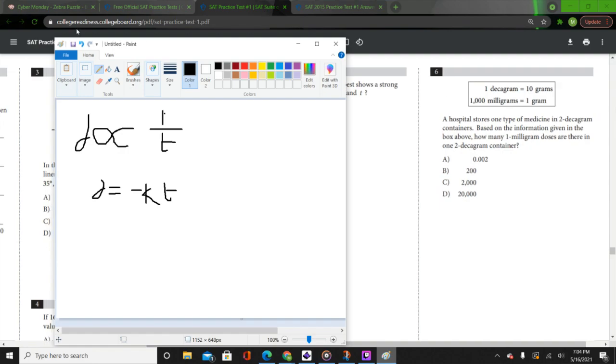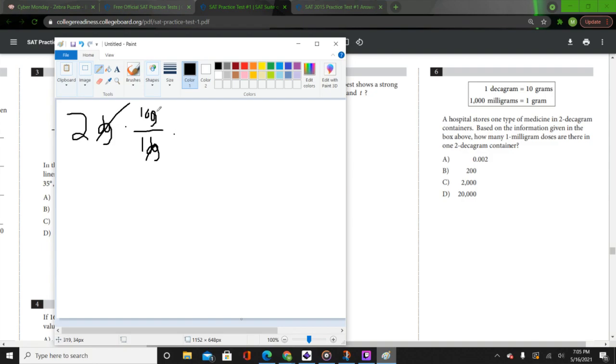So we'll just erase this quickly. This you'll just type in your calculator, but we don't have one. We have 2 decagrams. We'll go DG, and there's 10 grams in 1 decagram. So we cross these out, and sorry, that should be 10.